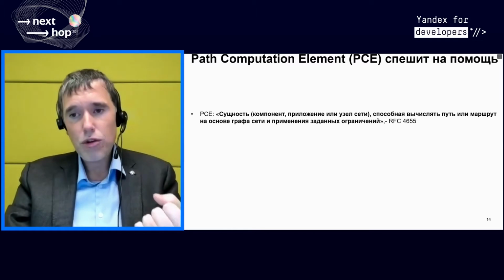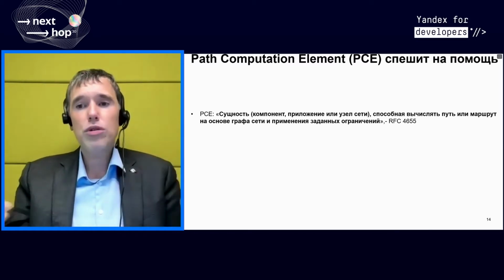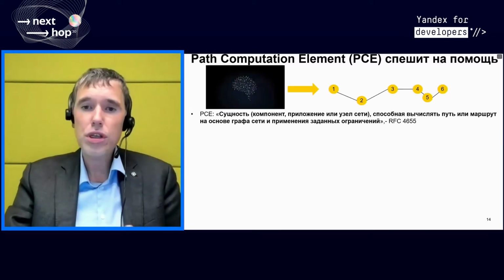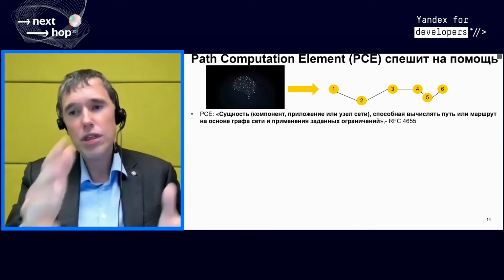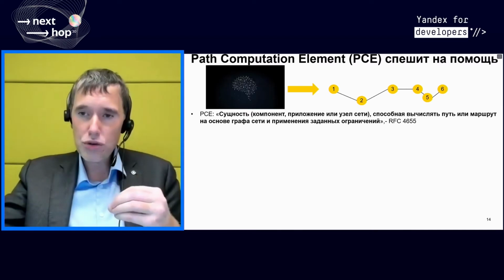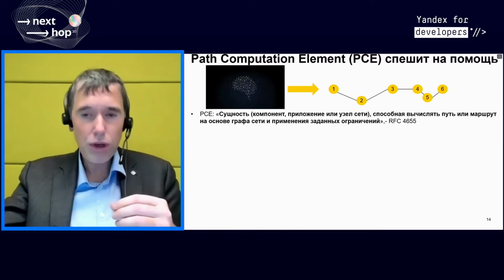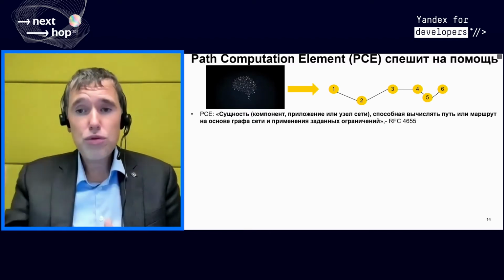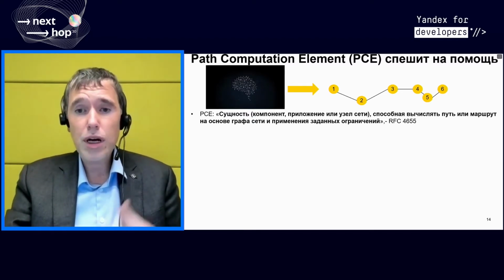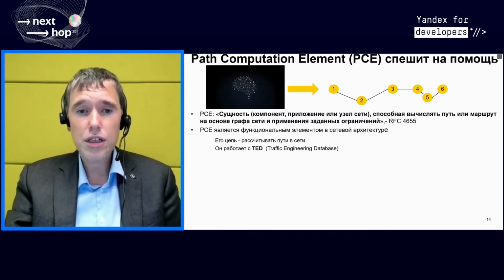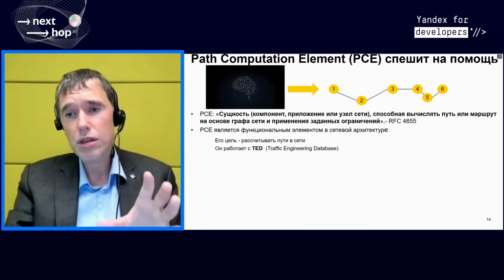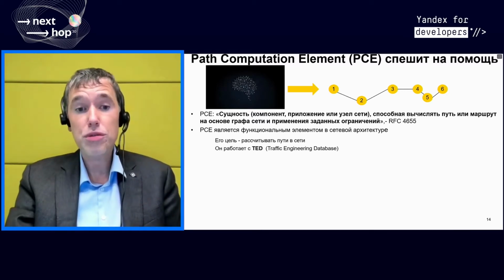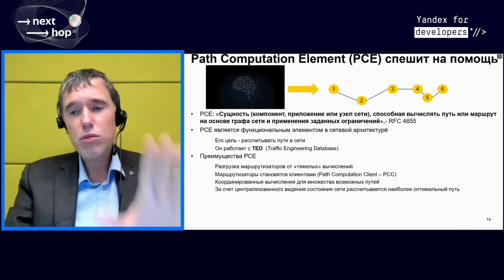But if we need full-fledged traffic engineering in its classical meaning, we need to have an exterior mechanism that would read those complicated topologies. We need to calculate the topology, and for that we need the PCE, the path computation element, which computes the optimal paths, and it works with the traffic engineering database. And it's important. We'll see why.